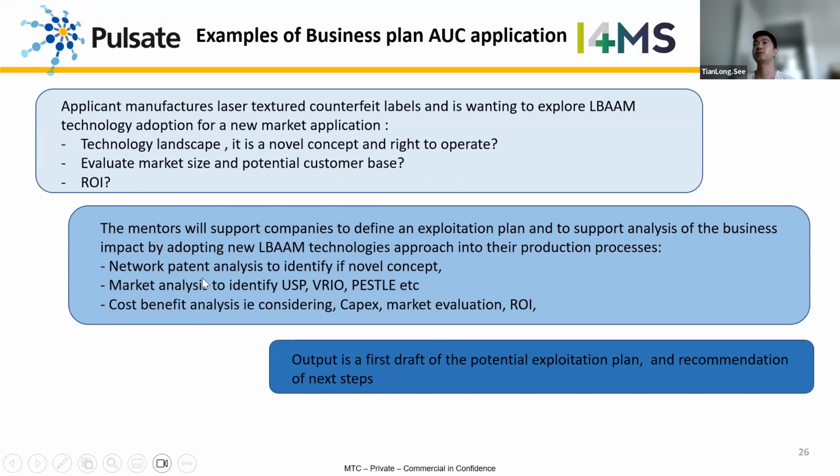Now I'm just going to give you some examples of potential projects, business plan applications that you can make for this AUC application. We're just going to take an example of using laser texturing as counterfeit labeling for some of the more high value components, potentially things like expensive wines, or even hip implants, etc.